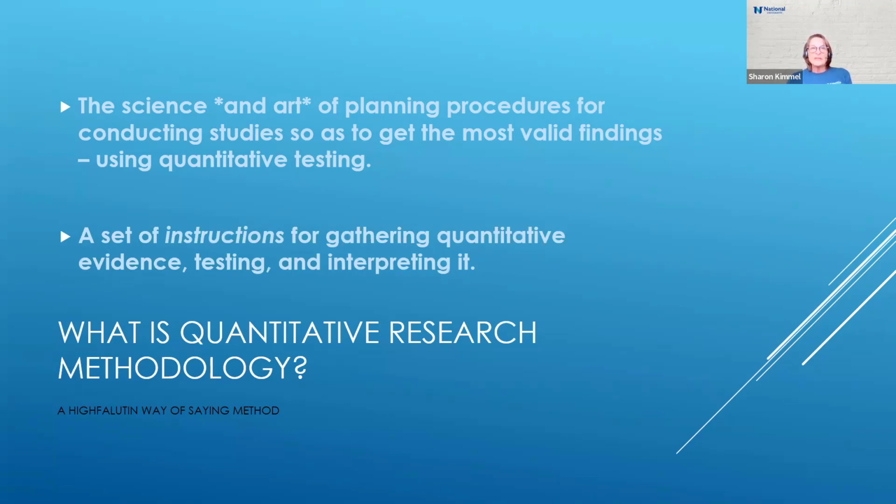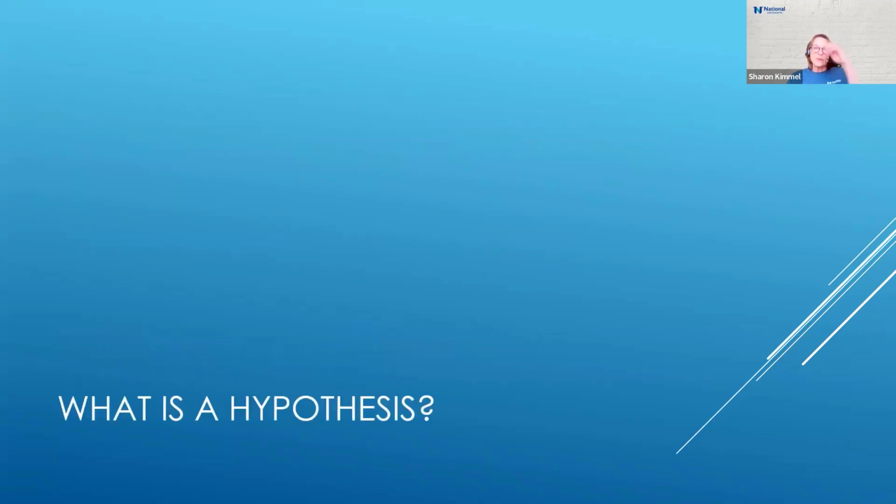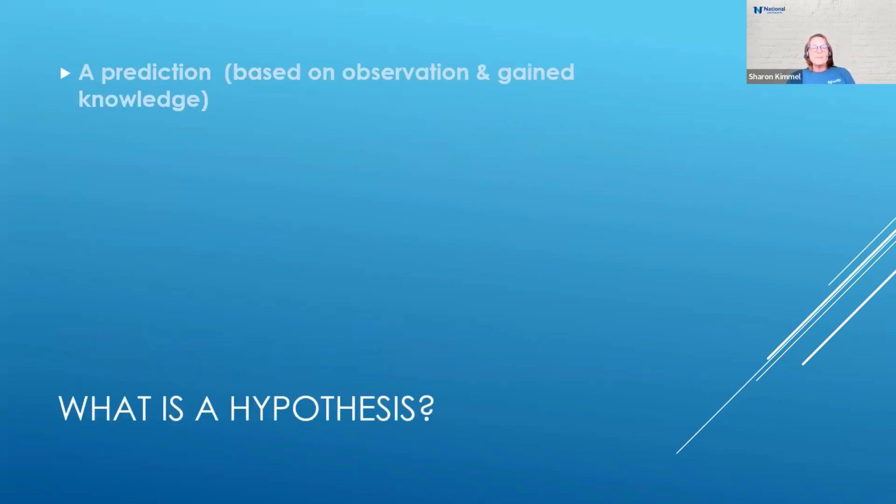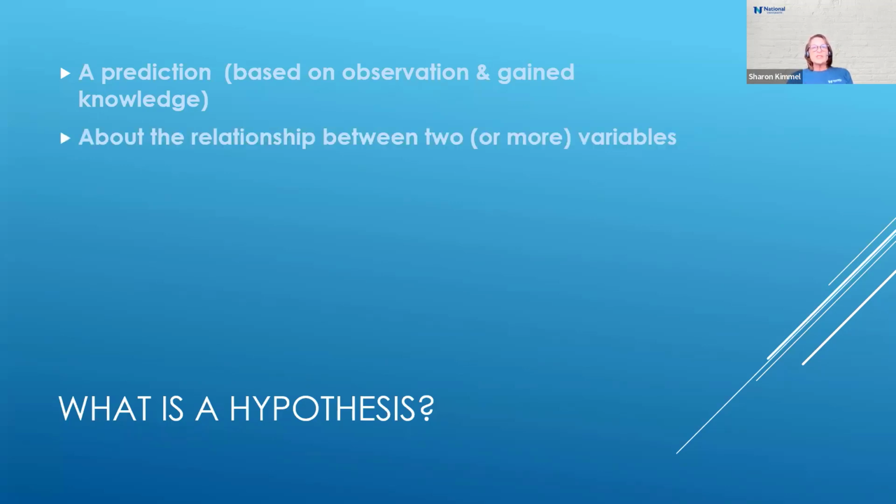Therefore, it's a set of instructions for gathering quantitative evidence, for testing the data that you've collected, and for interpreting it. The next term that we'll look at is: what is a hypothesis? And a hypothesis is a prediction. It's important that this prediction is based on observation that is supported by gained knowledge around the research topic. It is a relationship between two or more variables, and it asserts that changes in the measurement of the independent variable are thought to be the cause of an effect on the dependent variable.